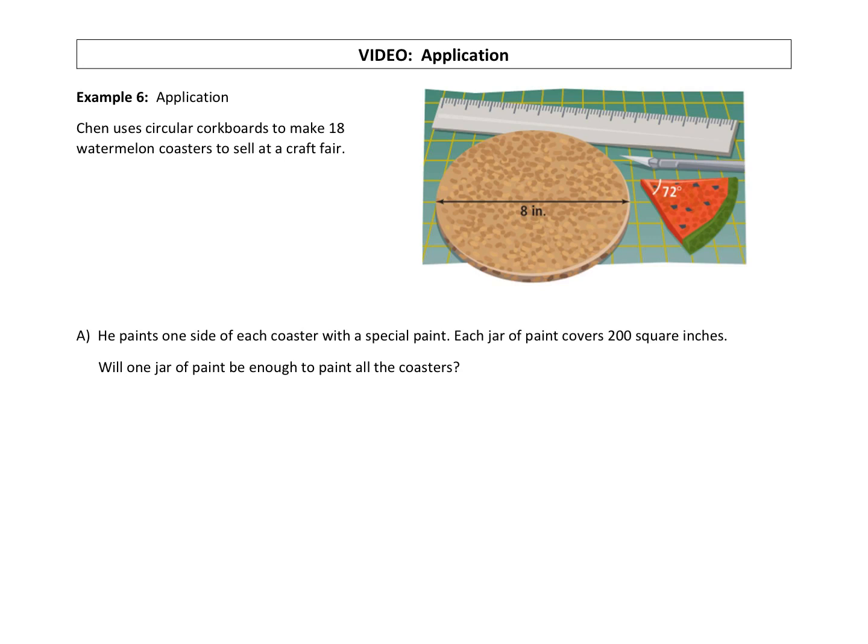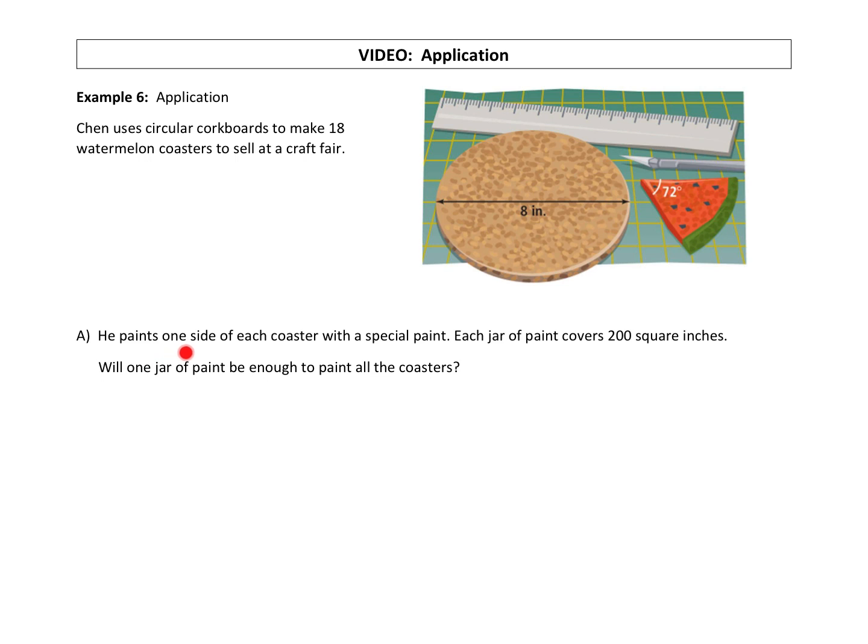All right, we're going to end our lesson with an application problem because let's do some real life work with this. Okay, so Chen uses circular cork boards to make 18 watermelon coasters to sell at a craft fair. So here's a circular cork board. We can see the diameter is 8 inches, and he is cutting this into watermelon coasters over here that he's going to sell at a craft fair.